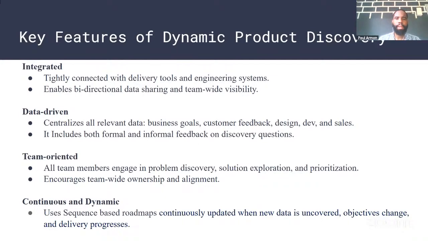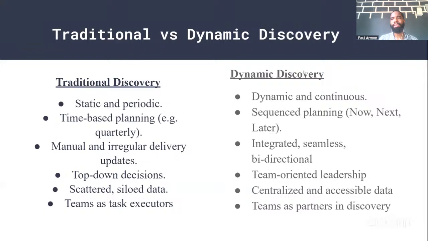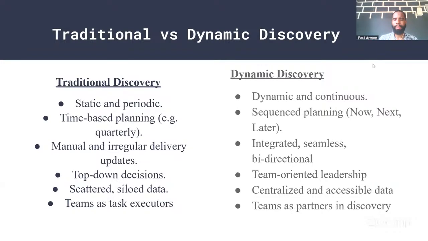Then I'm going to discuss the differences between the traditional and the dynamic. So first of all, the traditional discovery is static, it's periodic. Whatever discovery they have done at the beginning, that's what they're going to use to the end. It's time based: quarterly, yearly, monthly, 2 weeks, which is not good. Manual and irregular delivery of updates.